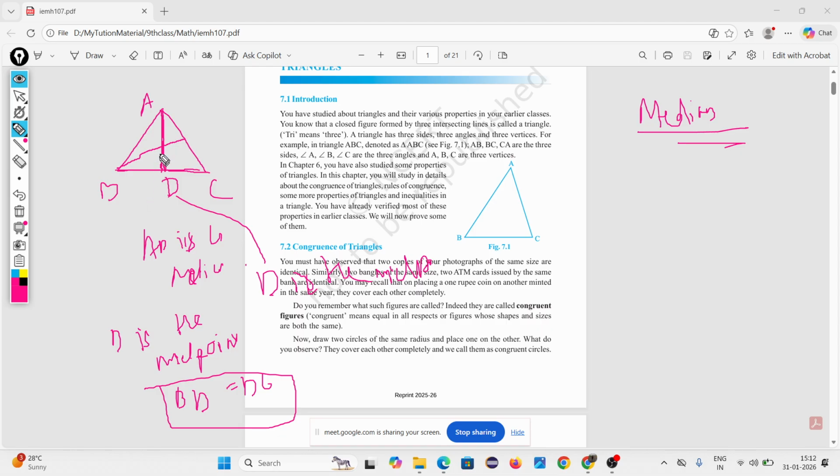Same thing, I can draw from B to the midpoint of side AC, and from C to the midpoint of side AB. Okay.